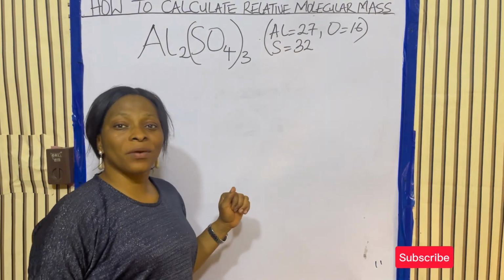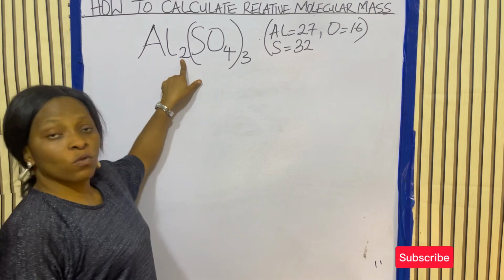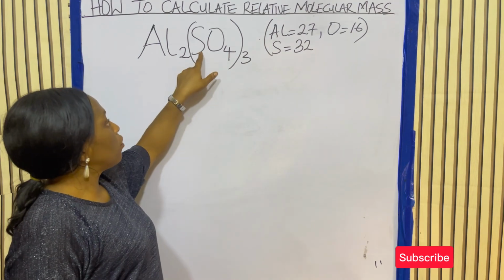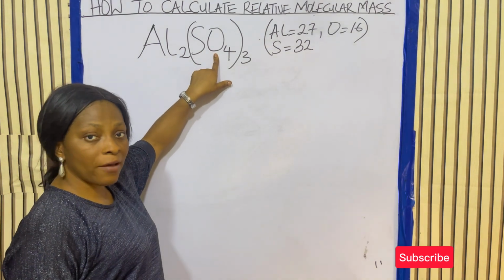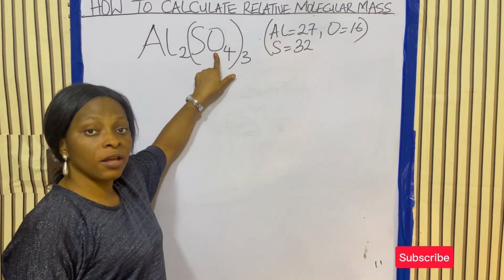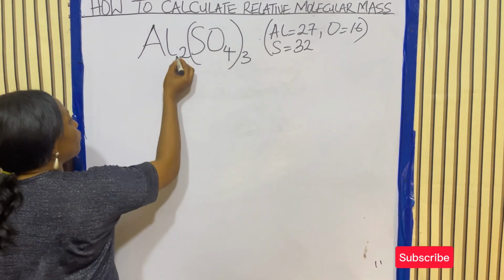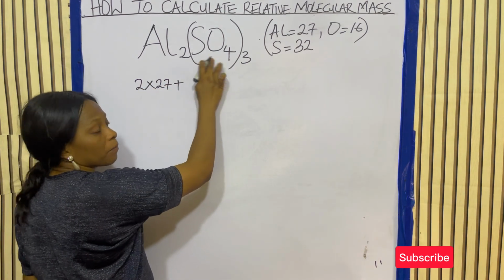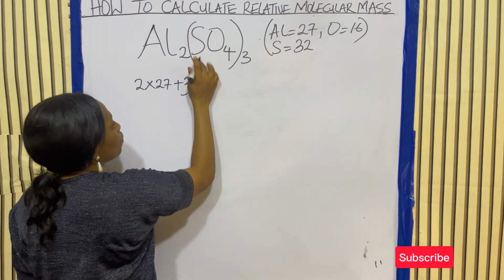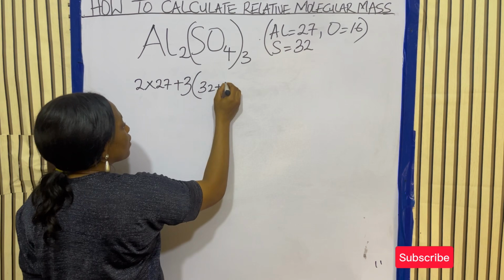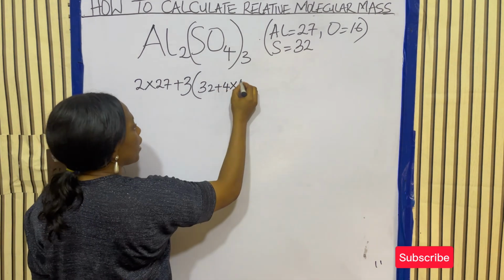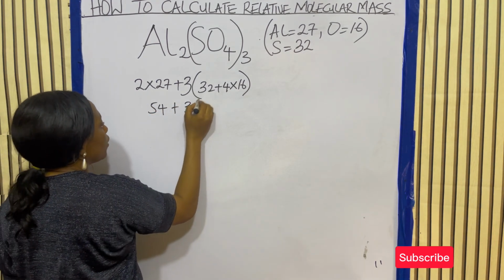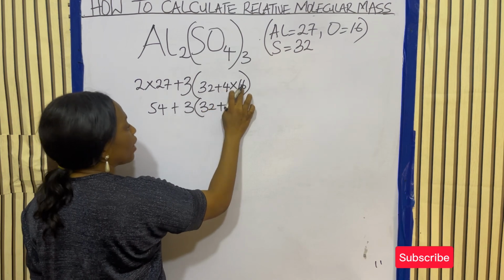Okay, let's look at this question. Now, this 2 belongs to aluminium. This 3 belongs to both sulfur and oxygen. However, this 4 belongs to oxygen alone. So let's solve. Aluminium is 2 times 27 plus this 3 is multiplying everything in the brackets. 3 into sulfur is 32. Oxygen has a 4, so we have to put the 4 before multiplying by 16.